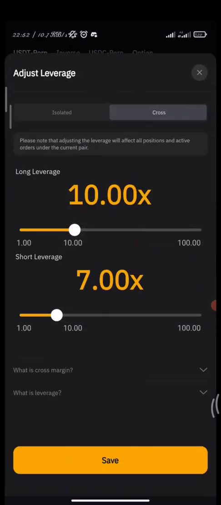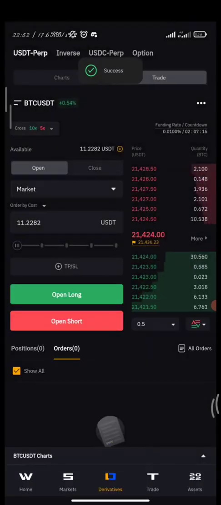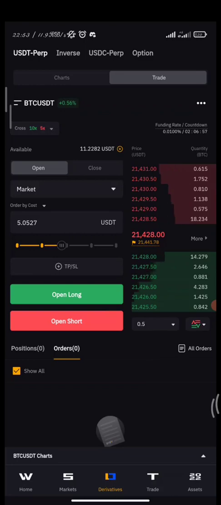I need to reduce my risk. So let's say I want to use 5x. You can see this is long leverage, this is short leverage. Because I want to short the market, I tend to reduce my leverage. So let me just use $5 and open short. There's no other thing you need. Always leave it at open market. Since I want immediate effect, I can just click short.